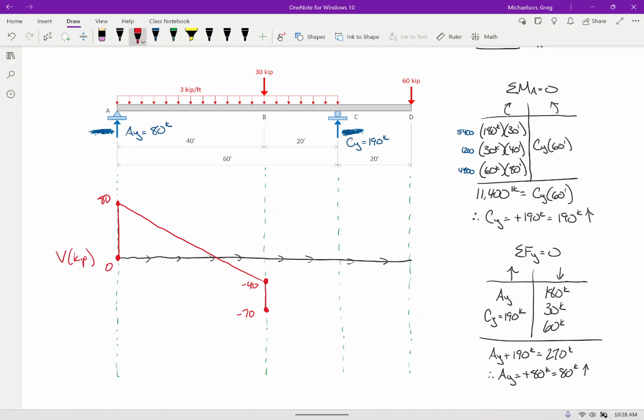Say it again. 320. Well, hold on. How much? Well, 3 times 20, right? 3 times 20 is 60, right? So if I'm at negative 70 and I drop down 60, what's that put me at? Negative 130. And that's going to be at the same slope, right? Because this line and this line need to be at the same slope because it's the same load.